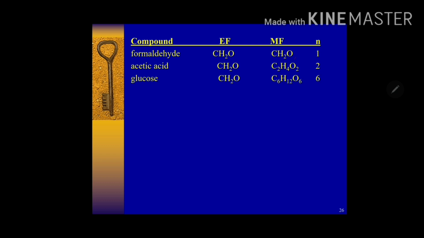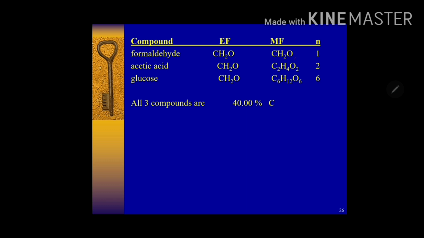So look at glucose. Glucose, the empirical formula is still CH2O. Okay, but the molecular formula is C6H12O6. Alright, so if you factorize, you get N equal to 6. So you can see here different molecules can have the same empirical formula, but their molecular formula is different.